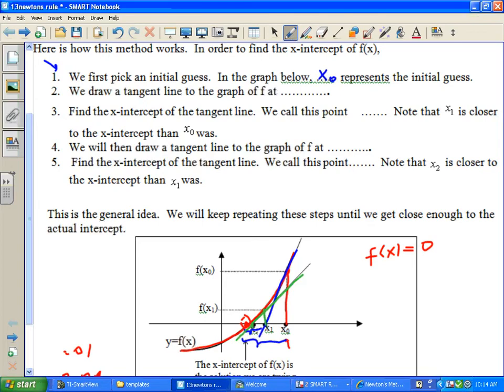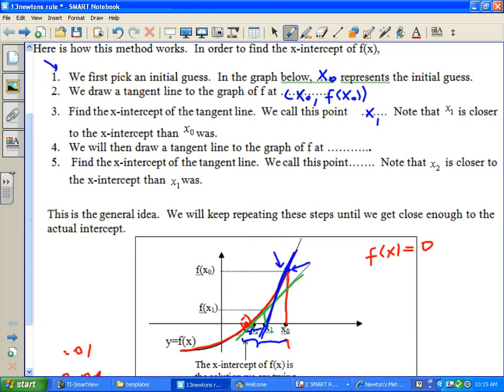We draw a tangent line to the graph of f at which point? Remember, the tangent line was drawn right here. We went to the function. That point is x sub 0 comma what? F of x sub 0. Again, the coordinates here are x sub 0 comma f of x sub 0. Find the x-intercept of the tangent line. So we go down, the blue line goes down. And what is the x-intercept of that tangent line that we just drew, the blue line? X sub 1, right? That's the next iteration. And note that x sub 1 is now closer to the x-intercept than the original initial guess was.